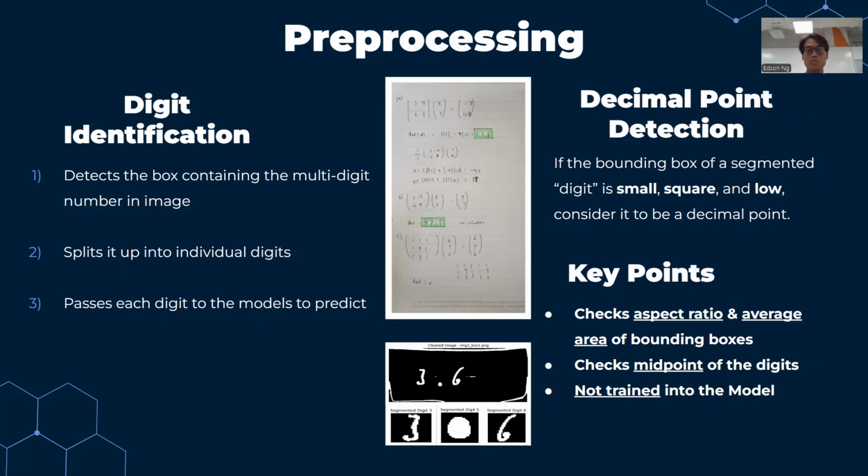First, area, as decimal points are usually very small in area compared to the rest of the digits. Secondly, aspect ratio, as prominently for the digit 1, it can have a tall height but very thin width, causing it to have a small area and thus throwing off the detection. Thirdly, their midpoint is compared against the average midpoint of all the digits to determine whether they are low enough to be considered as a decimal point. With these three checks combined, identifying decimal points is achieved reliably and without the need to train the model explicitly for decimal points.